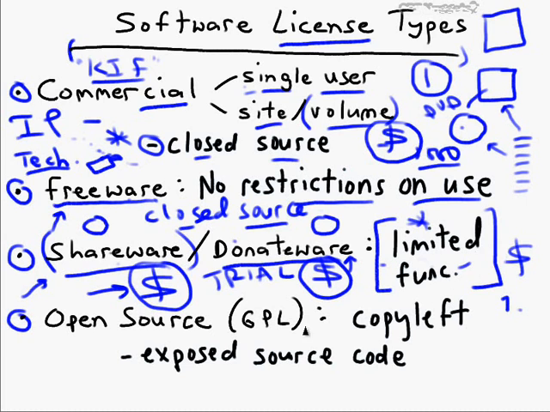Finally, we have the open source. Open source software in general uses the GNU Public License, or GPL, copyleft as it's called, and this deals with completely exposed source code, and I won't repeat everything we learned in the previous nugget about open source. I think you have a pretty good idea of how it works by now.